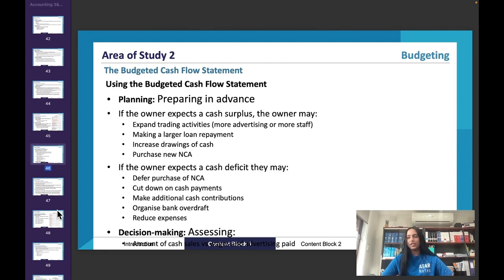And we also use the budgeted cash flow statement for assessing other areas as well.